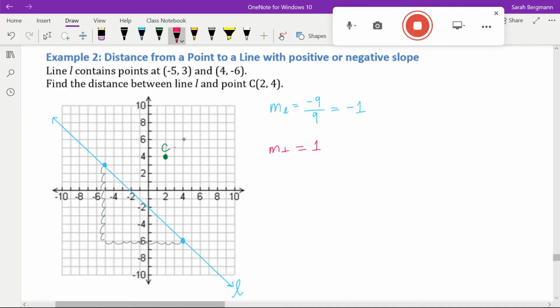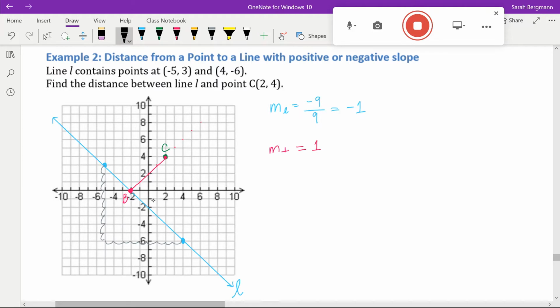I can begin going to the right, however, that's not going to intersect the line. So instead, I'll go to the left, down 1 over 1 to the left, and I see that it intersects exactly at this point on line L. So I need to figure out what's the length of this segment. Let's call this point of intersection point B. I need to figure out the distance from C to B.